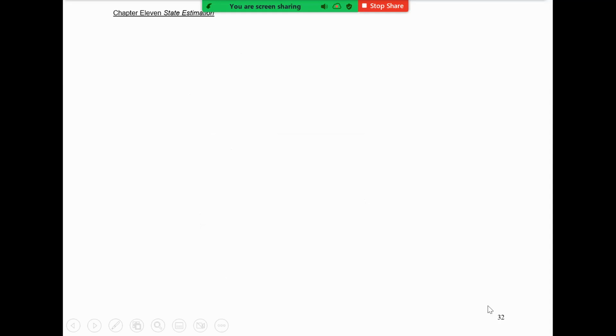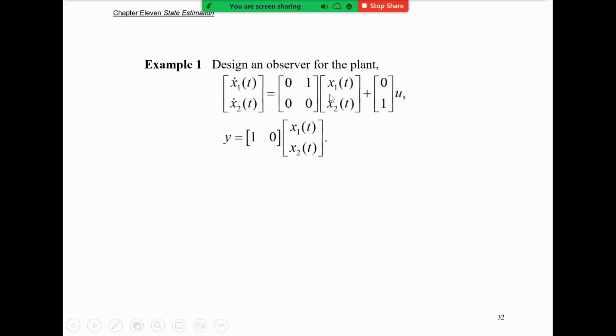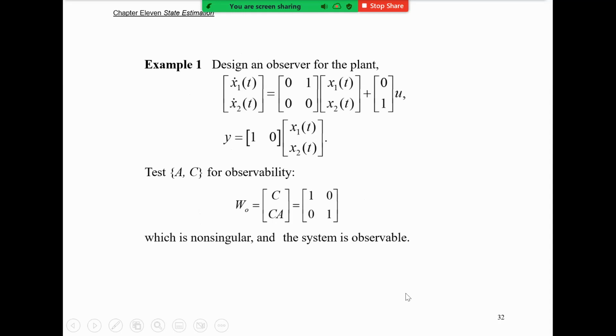Now let's look at an example. A very simple example: a second-order system. Actually, this is a controllable canonical form. But for the observer design, we don't care about whether it's controllable or not. We have to test whether it's observable or not. It can be easily checked with the observability matrix: C, and C times A. Of course, it's non-singular.